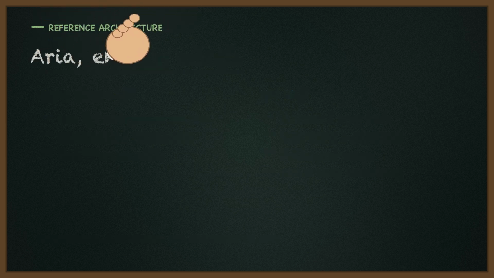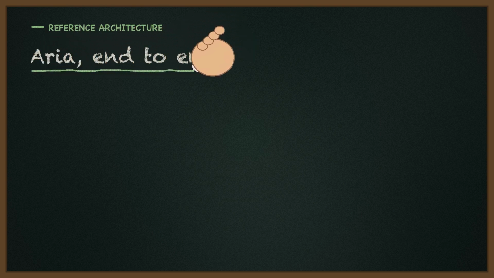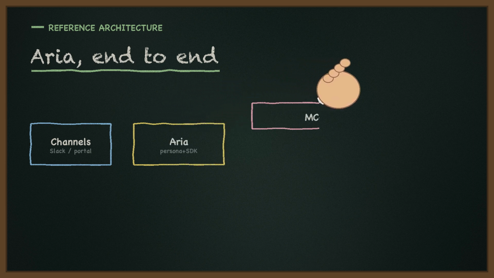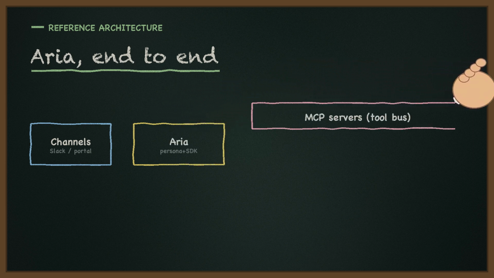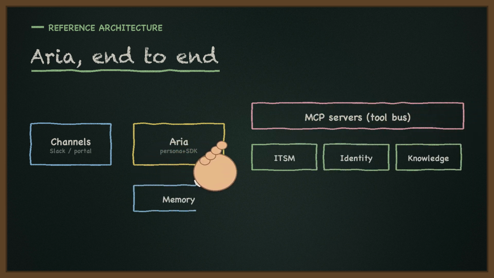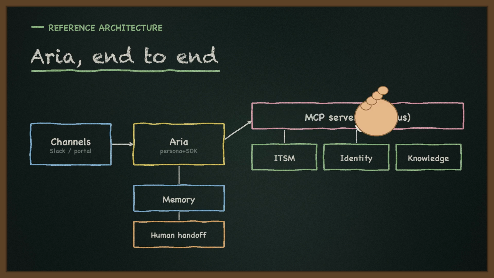Now the same map, filled in with real tools. Channels, Slack, and the portal feed the Aria agent. Persona plus SDK plus loop. Aria connects through MCP servers to named systems: an ITSM like ServiceNow or Jira, identity like Okta, and the knowledge base, with a direct API where you need one. Behind that sit a memory store and a human handoff queue. MCP is the standardized tool bus tying it all together.